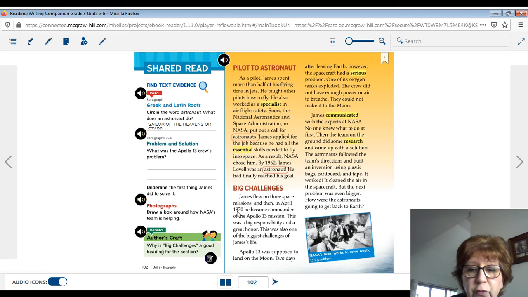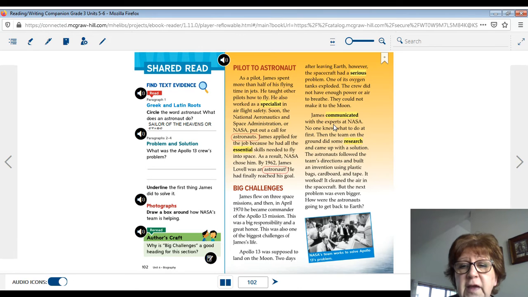James flew on 3 space missions, and then in April 1970, he became commander of the Apollo 13 mission. This was a big responsibility and a great honor. This was also one of the biggest challenges of James's life. Apollo 13 was supposed to land on the moon. 2 days after leaving Earth, however, the spacecraft had a serious problem. One of its oxygen tanks exploded. The crew did not have enough power or air to breathe. They could not make it to the moon.